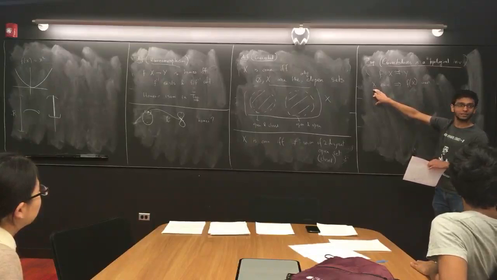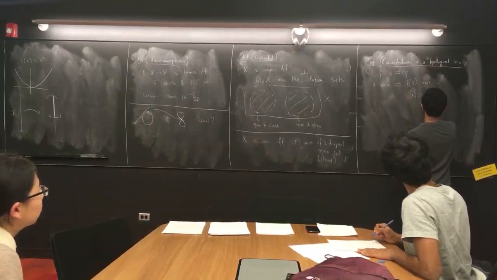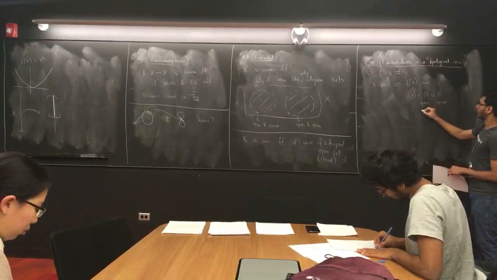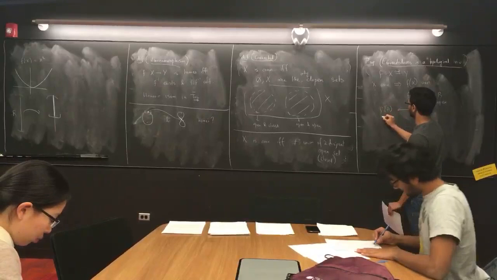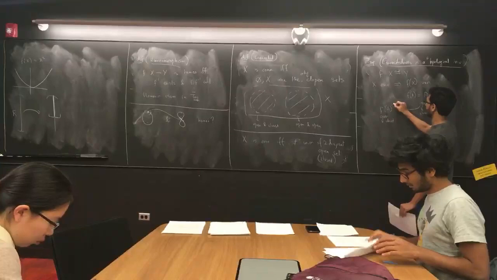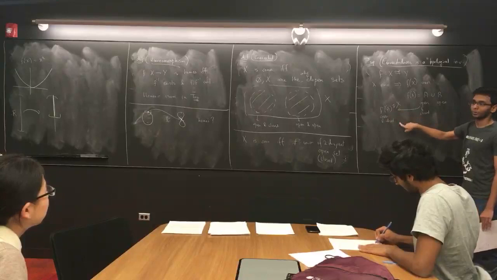Similarly, let me write this down. So F of X can be written as A union B, where A is open and B is open. Since B is open, A is also closed. By continuity, F inverse of A is both open and closed. And F inverse of A cannot be all of X, because then F inverse of A would be all of F of X. So we found a subset of X that's both open and closed, which means X can't be connected. So that's a contradiction.